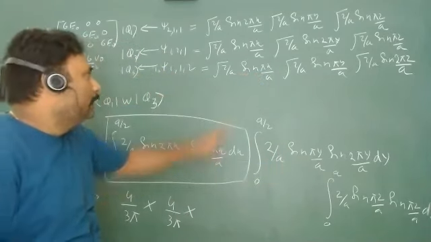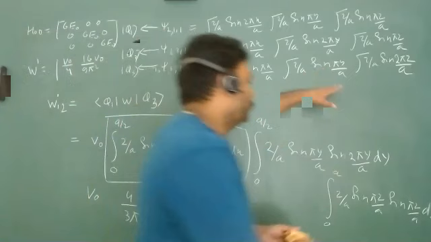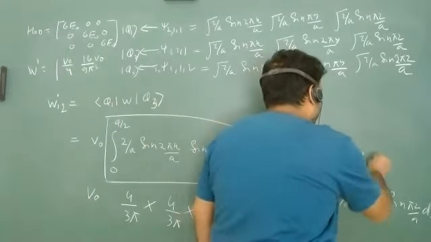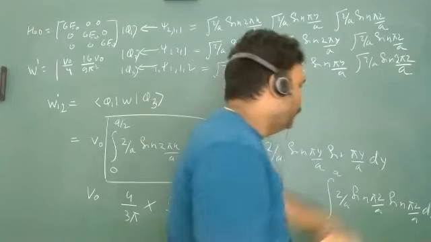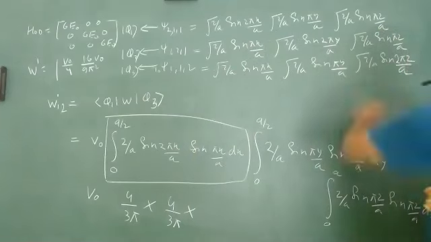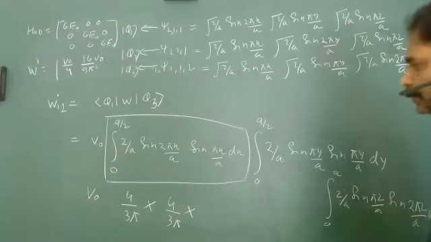So this is pi x by a. Here pi y by a. So I have to change this one. This will be pi y upon a dy. And here, this will be 2. So remember, this will be phi 3. So you have to convert it to 2 pi z upon a dz.